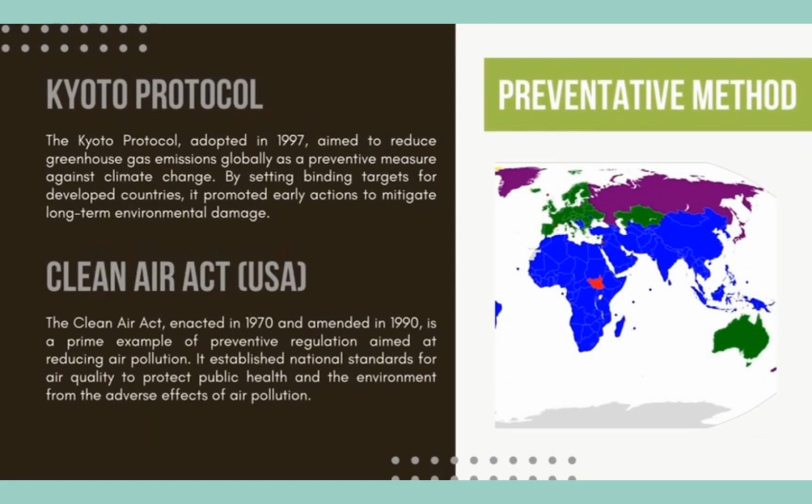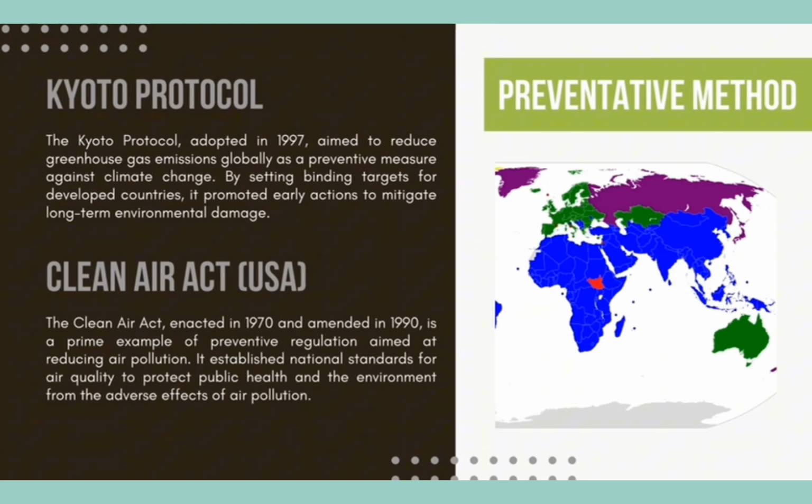Lastly, the preventive method. First one is the Kyoto Protocol. The Kyoto Protocol, adopted in 1997, aimed to reduce greenhouse gas emissions globally as a preventive measure against climate change. By setting binding targets for developed countries, it promoted early actions to mitigate long-term environmental damage.